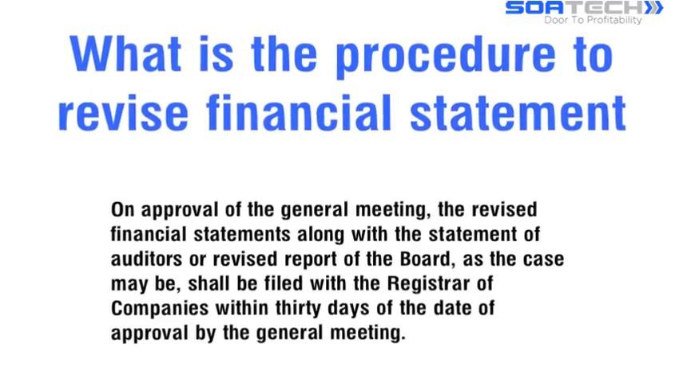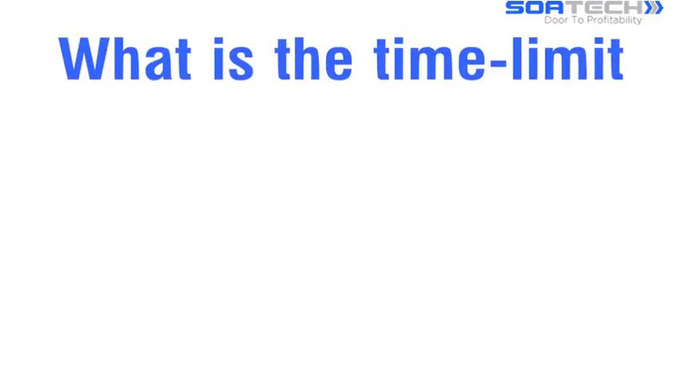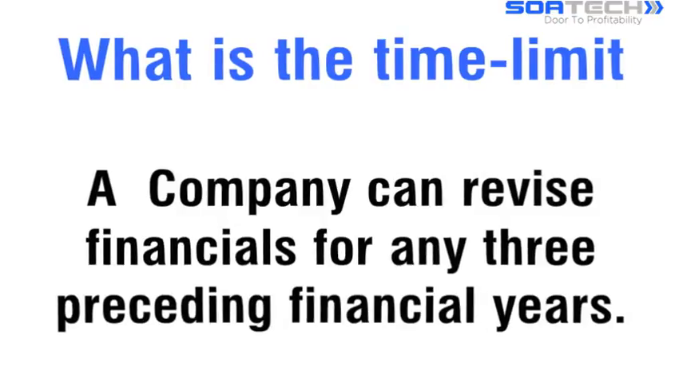On approval of the general meeting, the revised financial statements along with a statement of auditors, or the revised report of the board, as the case may be, shall be filed with the Registrar of Companies within 30 days of the date of approval by the general meeting. What is the time limit? A company can revise financials for any 3 preceding financial years.